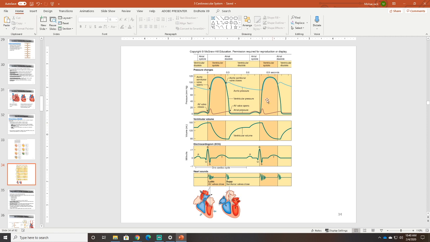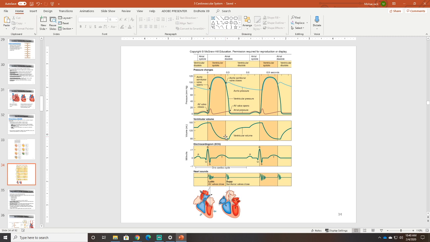All right. You can also see down here ventricular volume. During ventricular diastole, during ventricular relaxation, you're going to see the volume in the ventricles increase. Then during ventricular systole, we're going to see the volume drop. In fact, right at the same moment where the aortic valve opens, the volume in the ventricle is going to drop. Why is that? Because the blood from the ventricle moves into the aorta. So the volume of the ventricle drops.